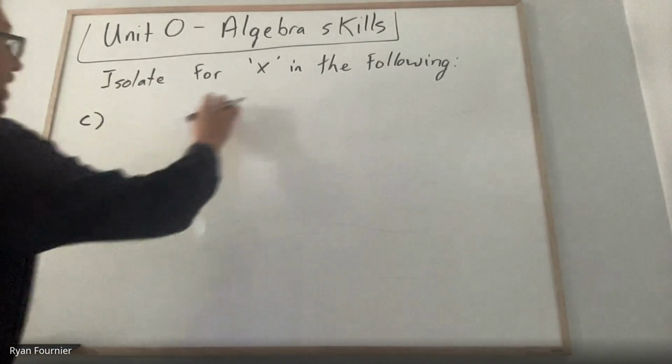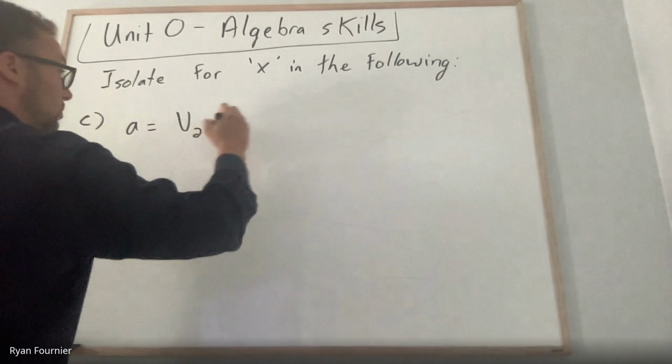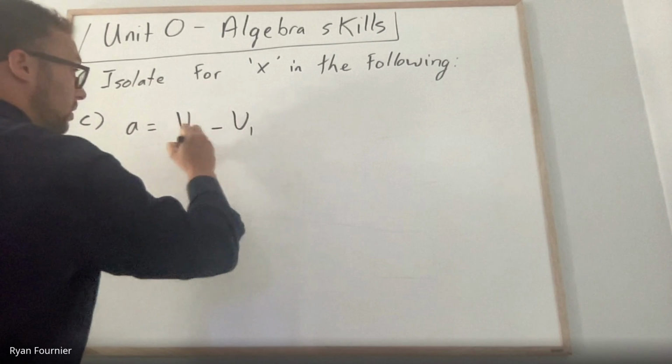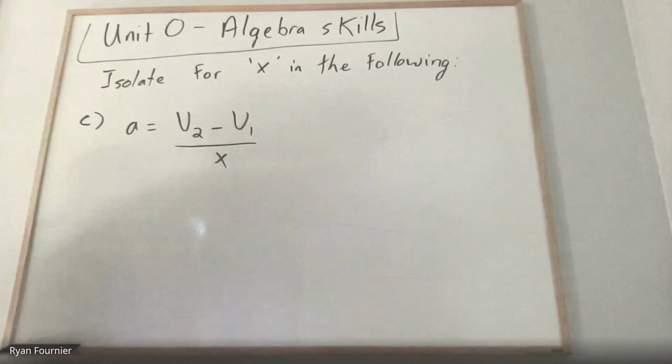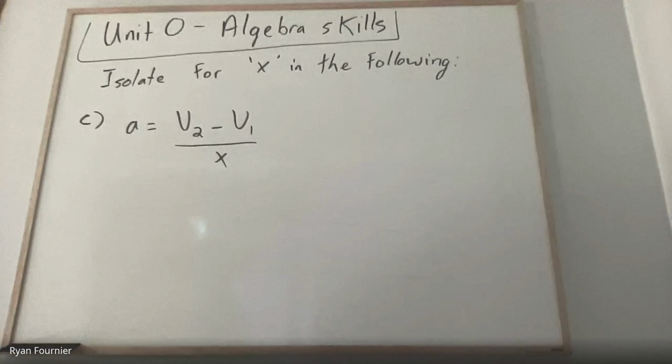Again, we're still solving for x. And we're going to go a is equal to v2 minus v1 over x. I want you to take a minute, carefully isolate for this here.